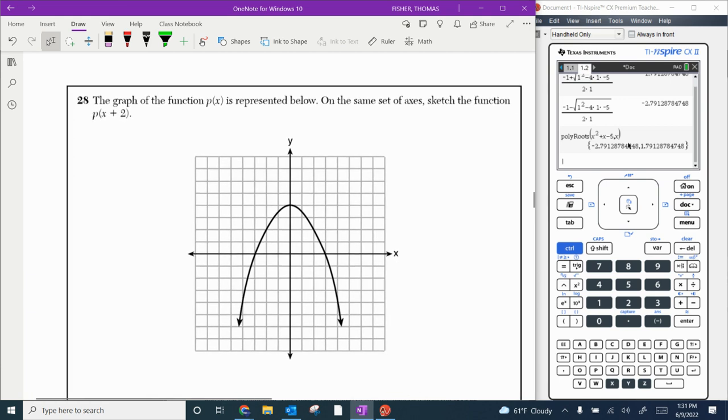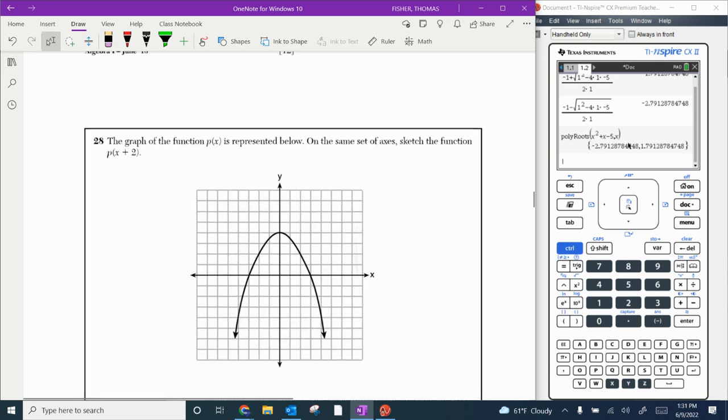So this is P of x. It wants us to graph P of x plus 2. So this is a transformation. Do we have to explain anything? Nope, we do not.